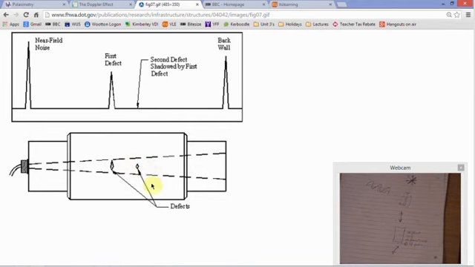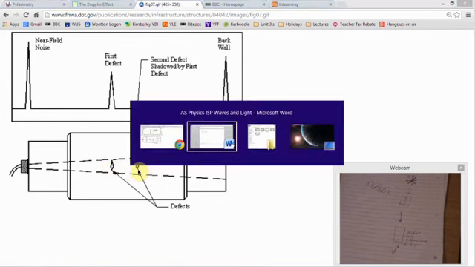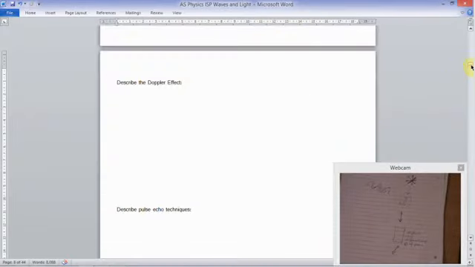So you wouldn't pick that defect up because it's in the shadow of this one. Unless you've got diffraction taking place around the edge of that, you wouldn't pick that one up. Okay, so that's the end of the explaining everything. Let's get stuck into some questions on this now.